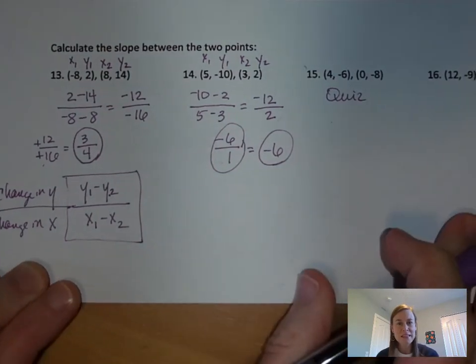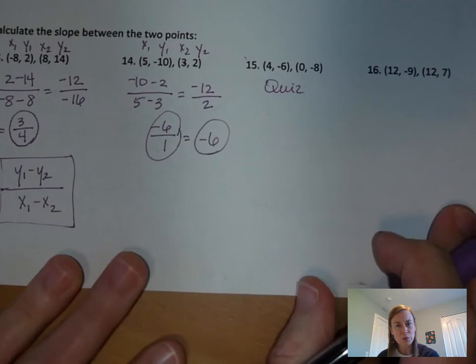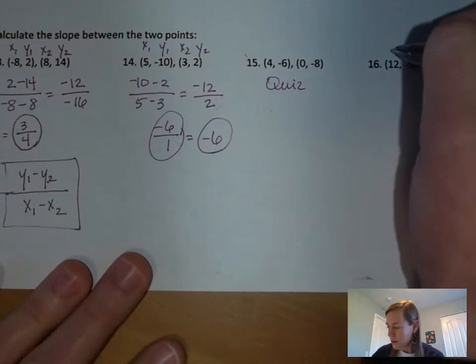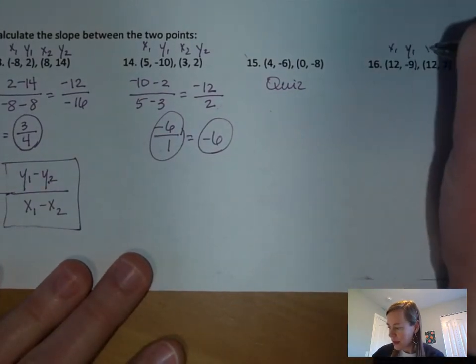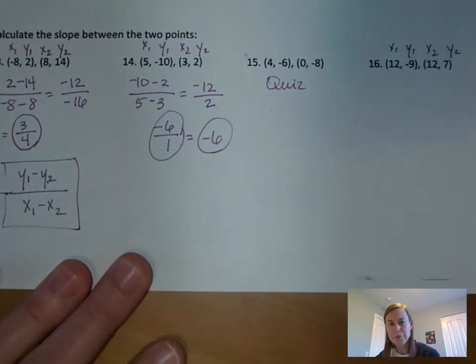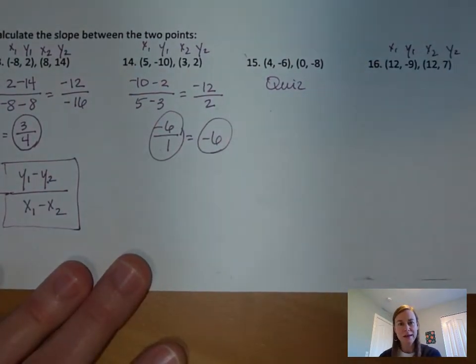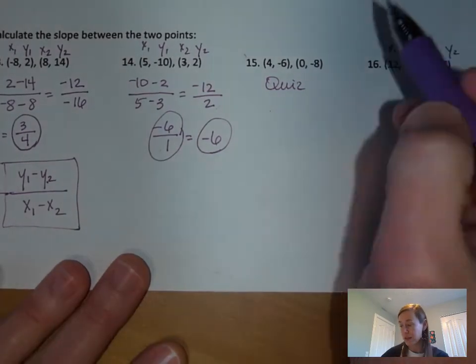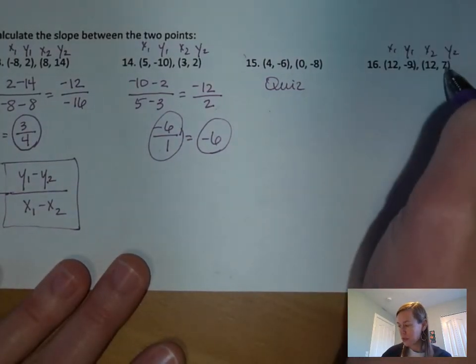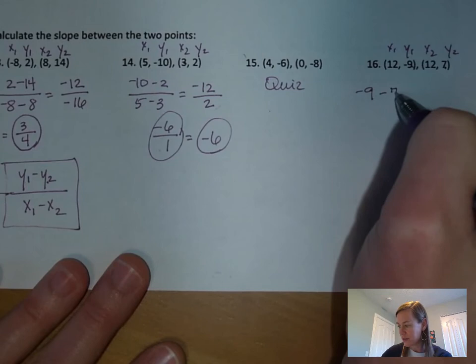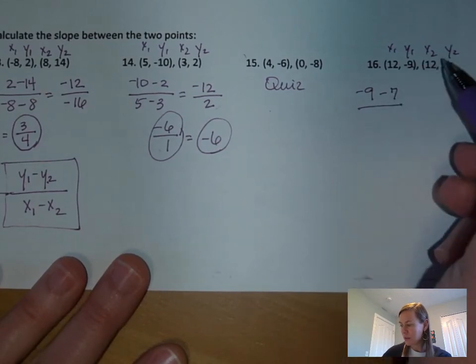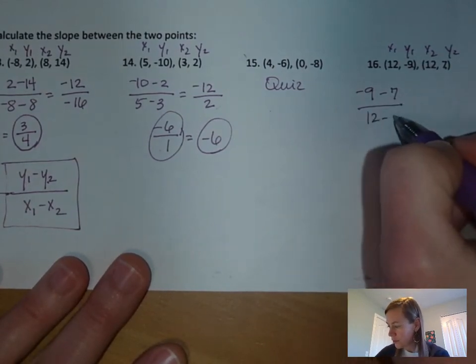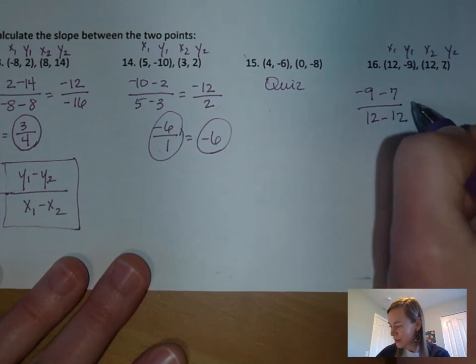Okay, moving on to 16. We're skipping 15 because that one's on the quiz. Okay, so again, you have x1, y1, x2, and y2. And let's write it out. So starting with y1 minus y2. y1 minus y2 is going to be negative 9 minus 7. And then x1 minus x2, that's going to be 12 minus 12.